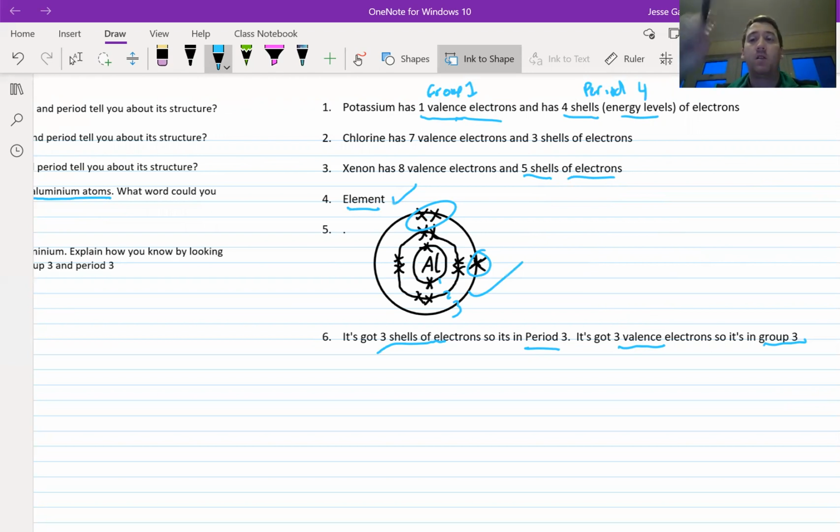The group number, the vertical column, that tells you how many valence electrons we have. So all of the elements in group 1, the alkali metals, so these are lithium, sodium, and potassium, all have 1 valence electron. This is why they react and have similar properties. So they react in similar ways and they have similar properties because they've got 1 valence electron. Group 7 elements will all be similar as well. They'll do similar reactions and they have similar properties because they all have 7 valence electrons. That is what makes them similar. That is why they are in the same group.